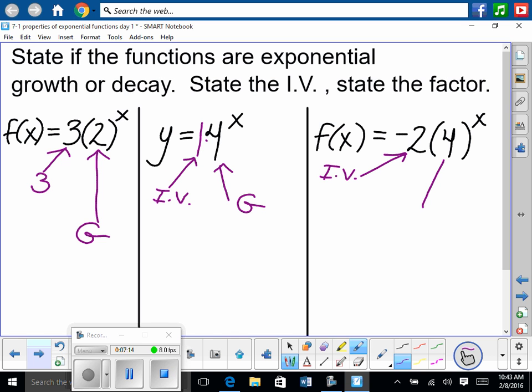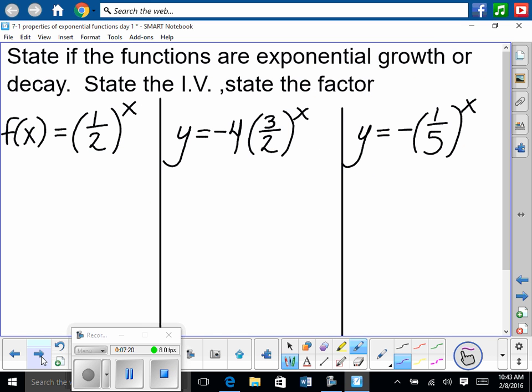Looking at this one, what's my initial value? Negative 2. What's my factor? 4. So is it growth or decay? Growth. Okay, awesome. Initial value? 1. It goes without being said, there's a 1 there. My factor is a half, so it's decay. Good. Initial value is negative 4.